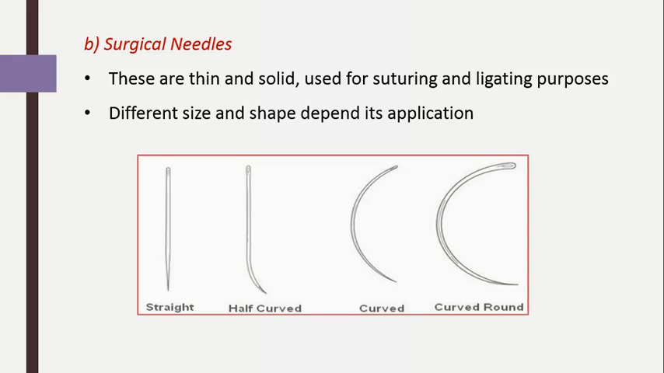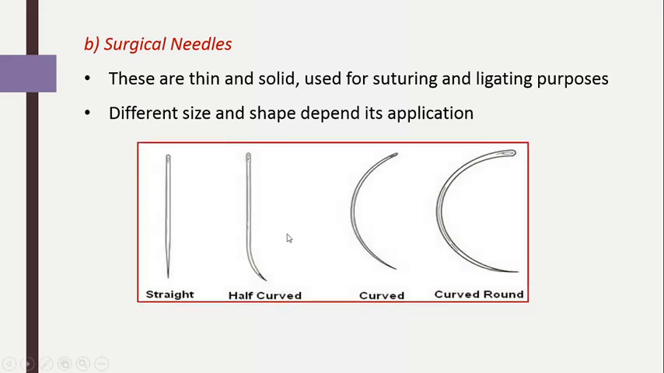You can see in this picture some surgical needles which are used for suturing and ligating purposes. The first one is a straight surgical needle. Another is a half curve needle. Here is the curve needle, and the last one is a curved round shape needle. The shape and size depend on where and for what purpose it is used.